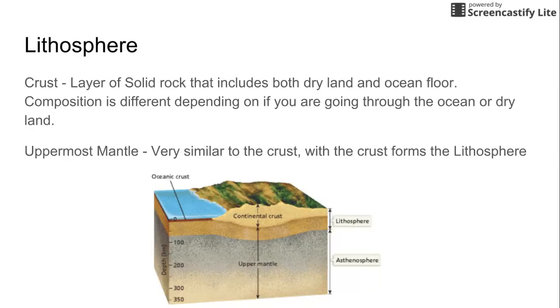So there's a couple layers when we're talking about the Earth, and one is called the lithosphere. The lithosphere is the uppermost part of the mantle as well as the crust. The crust is that layer of solid rock that includes both dry land and ocean floor. And its composition is different depending on if you're going through the ocean or dry land. The ocean has a much more dense crust layer. The uppermost part of the mantle is very similar to the crust, and this with the crust forms the lithosphere.